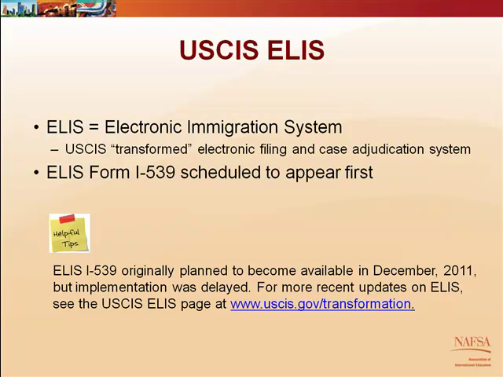The ELIS I-539 was originally planned to become available in December 2011, but implementation was delayed. At the time this presentation was prepared in early May 2012, USCIS was saying to expect ELIS soon. For more recent updates on ELIS, see the USCIS ELIS page and attend the U.S. Citizenship and Immigration Services Hot Topics session on Wednesday, May 30th at 10:15.